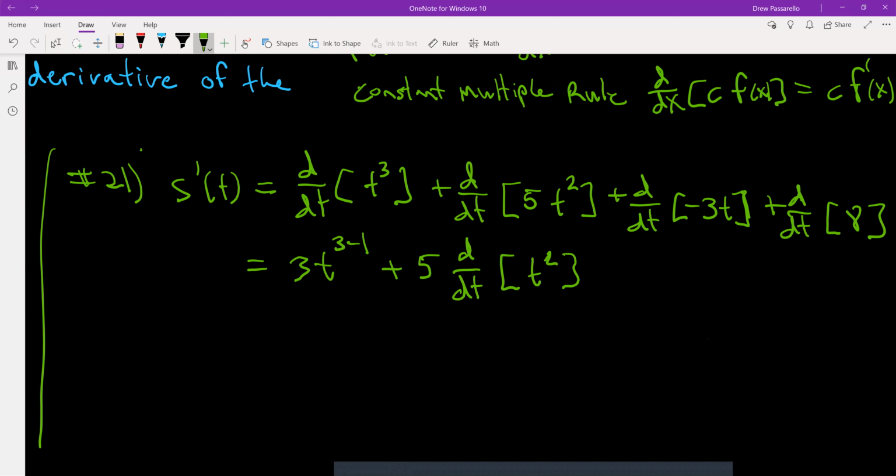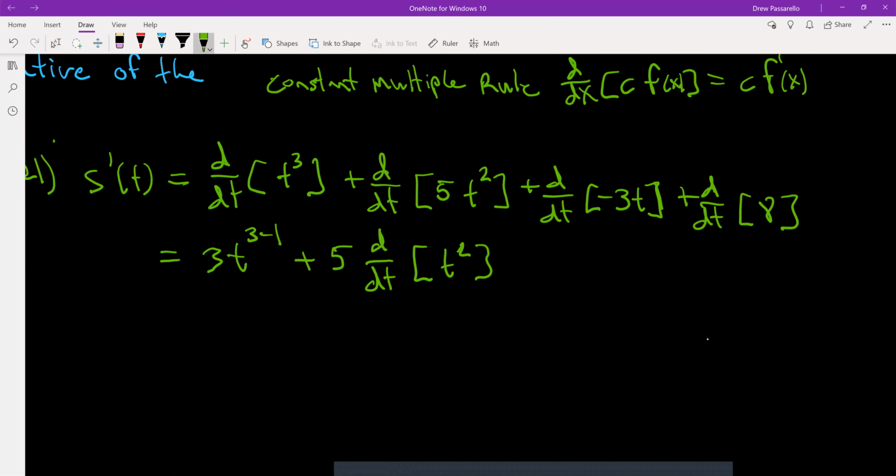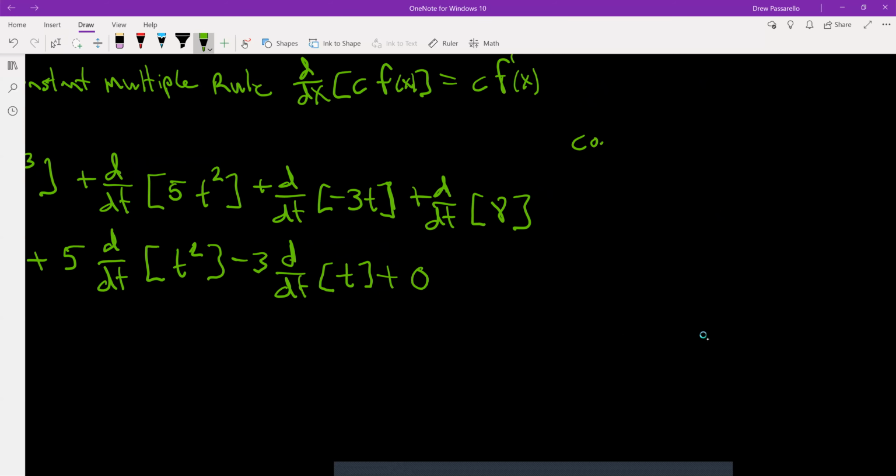All right, the next term, I'm going to apply the same thing. I'm going to factor out negative 3 and then focus on taking the derivative of just t. The derivative of 8 is 0 because that's a constant. So the constant rule just says if you take the derivative of a constant, and a constant's just a number without any variable, c, it's going to equal 0.